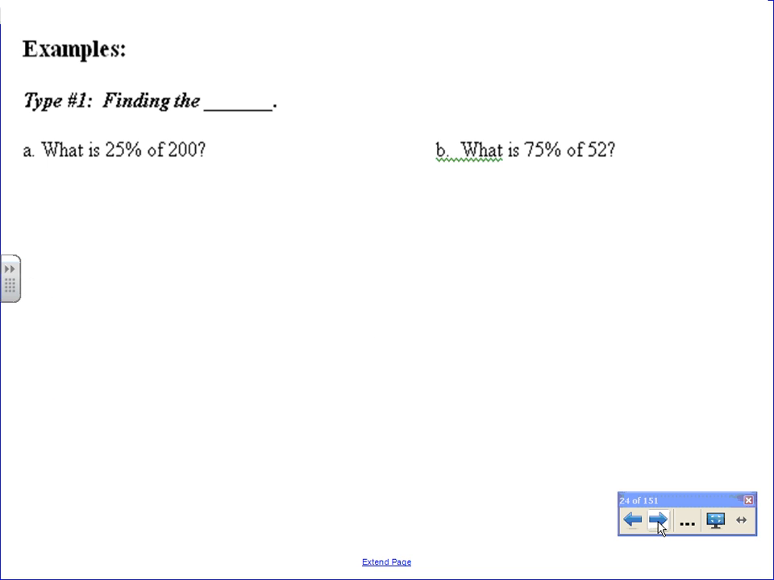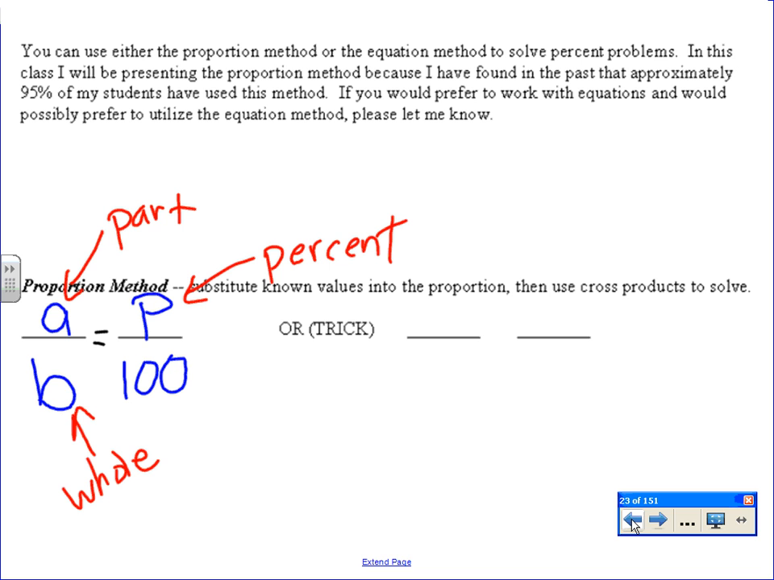All right, so let's do an example. Flip over to page 8. Actually, go back to page 7 for 1 second, sorry. One more thing I want you to write down is the trick. Here's what I want you to write down for the trick. Is over of is equal to P over 100.